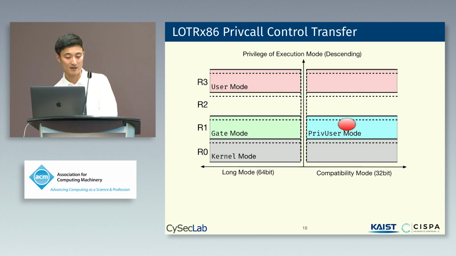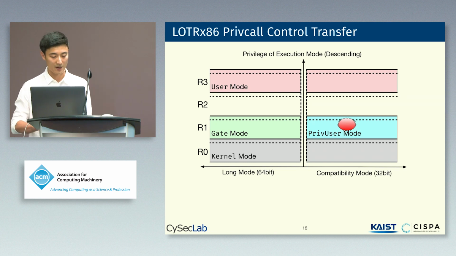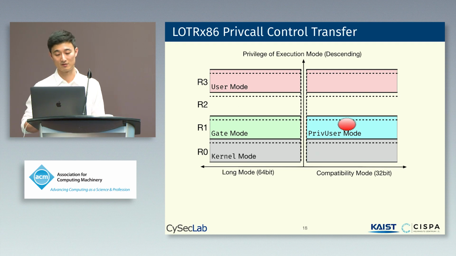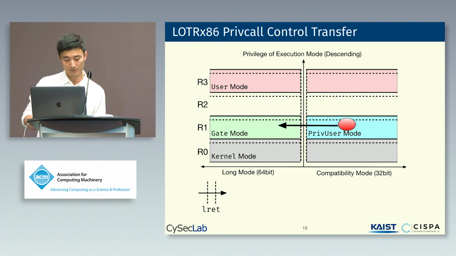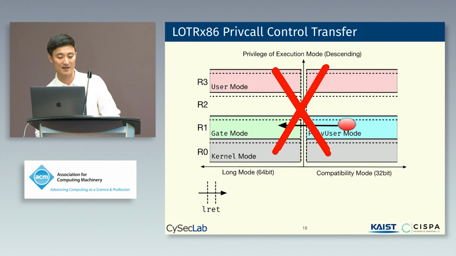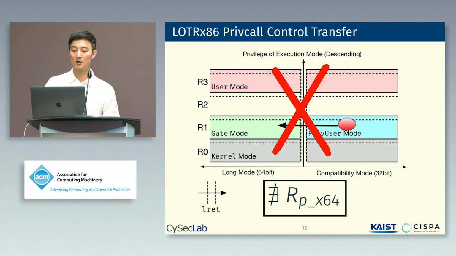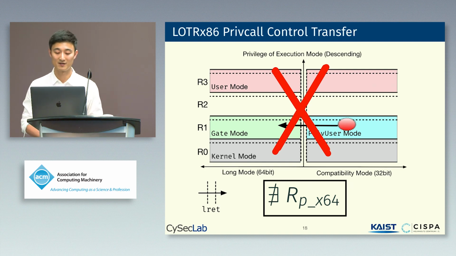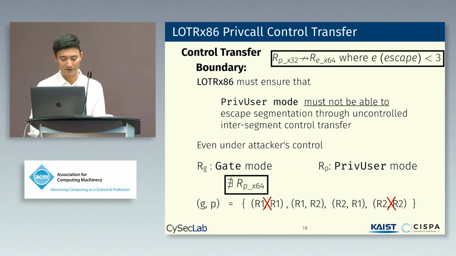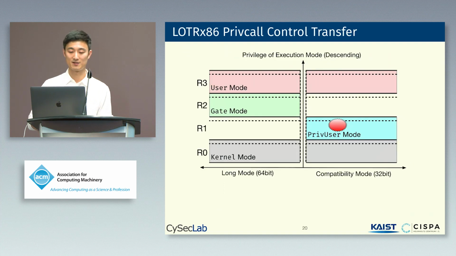So if we place the gate mode at ring 1 64 and PrivUser at ring 1 32, an attacker can simply prepare forged stack contents and launch a long return instruction to obtain the full power. So we see that this does not work. So the lesson here is that there should be no 64-bit counterpart in the ring level that is occupied by the PrivUser. Okay, so we see that the combinations 1-1 and 2-2 do not work. So let's check out the next configuration.